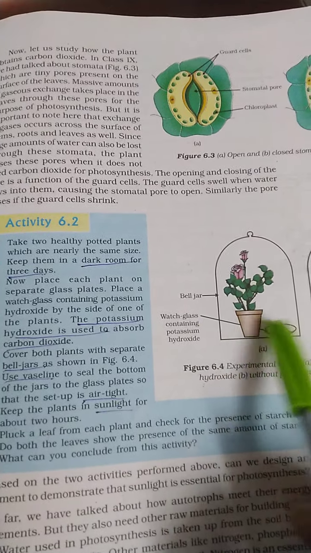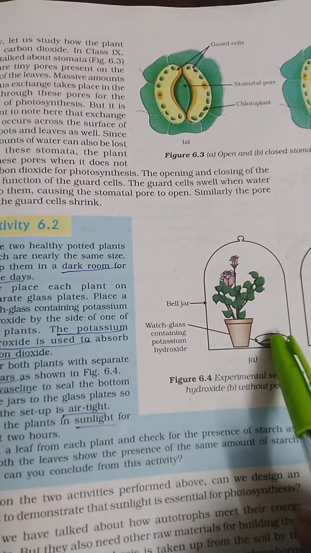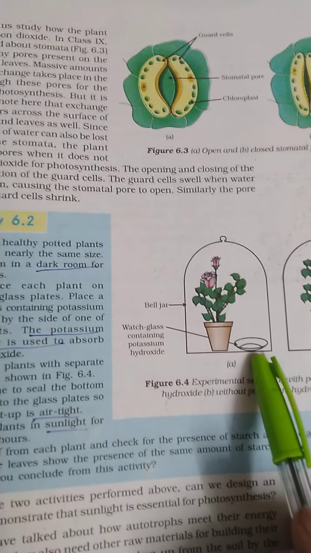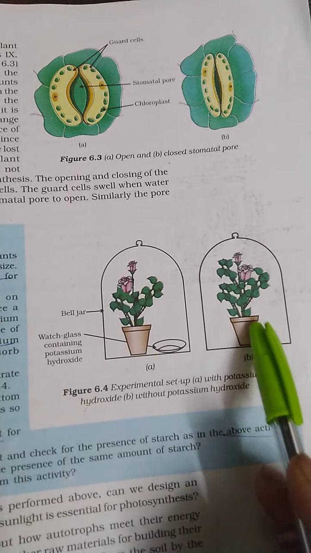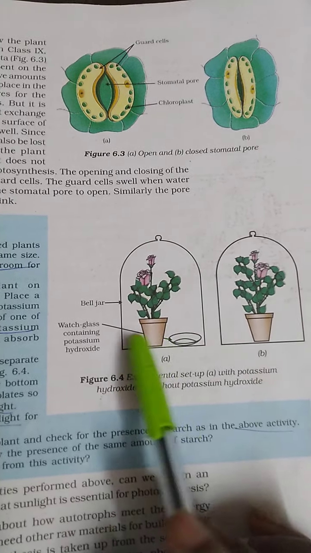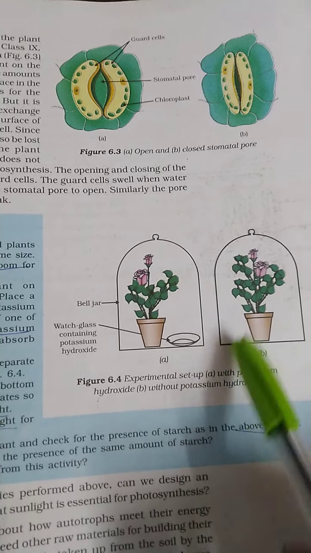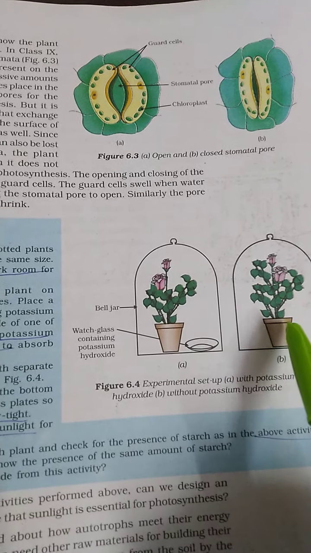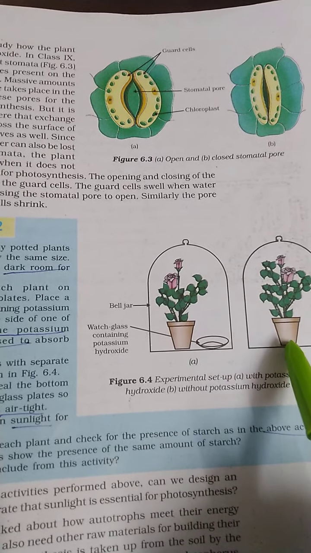Then we take the plants out from the dark room, and beside one of the plants we take a watch glass inside which we take the solution of potassium hydroxide. Now potassium hydroxide is a solution which absorbs carbon dioxide from its surroundings, and beside the other pot we don't keep the plate containing potassium hydroxide. Both plants we cover with a bell jar. A bell jar is a transparent glass covering. By covering both the plants we keep them in sunlight for 6 hours to see if the plants do photosynthesis or not.